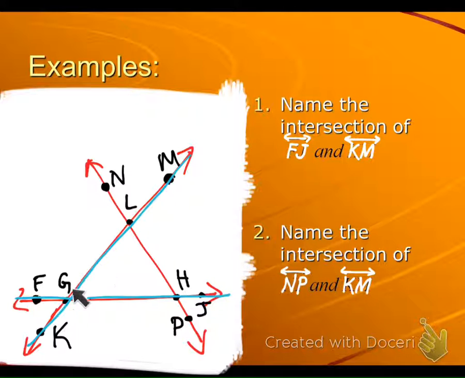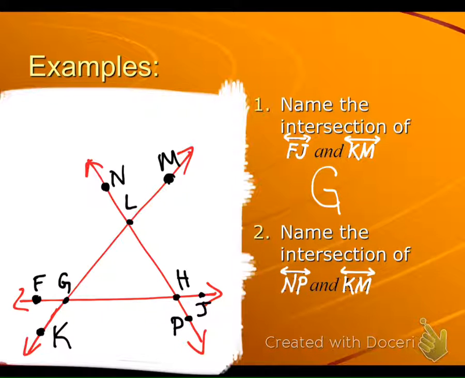So those two lines that I traced over, where do those lines intersect? That would be at point G. So that is their intersection. Just point G.